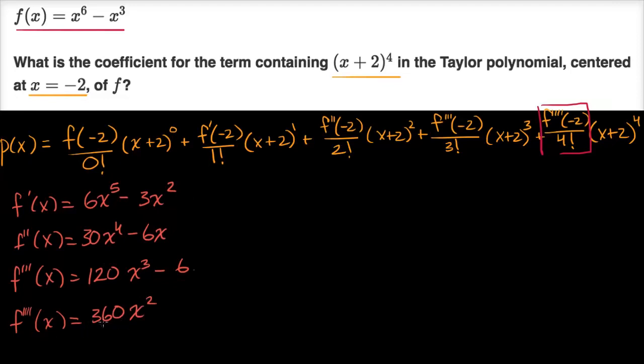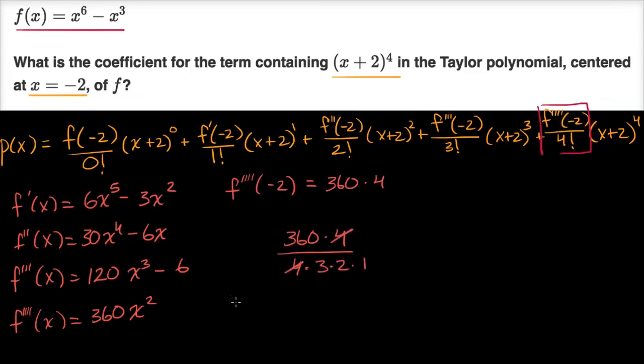So if we were to evaluate this at x equals negative 2, the 4th derivative evaluated when x equals negative 2 is going to be 360 times negative 2 squared, which is 4. I'm just going to keep that as 360 times 4. We can obviously evaluate that, but we're going to have to divide it by 4 factorial. So the whole coefficient is going to be 360 times 4, which is the numerator here, divided by 4 factorial, divided by 4 times 3 times 2 times 1.